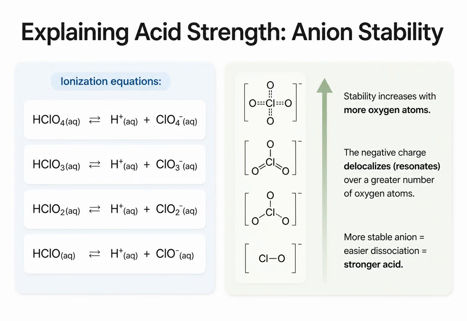Why does acid strength increase with more oxygen atoms? We can explain this by looking at the stability of the anions formed when these acids ionize in water. When an acid loses a proton, it leaves behind a negatively charged ion. In the perchlorate ion, ClO4-, that negative charge is delocalized or spread out over 4 highly electronegative oxygen atoms. This resonance stabilizes the ion immensely. A more stable anion means the acid dissociates more readily, releasing more protons and acting as a stronger acid.